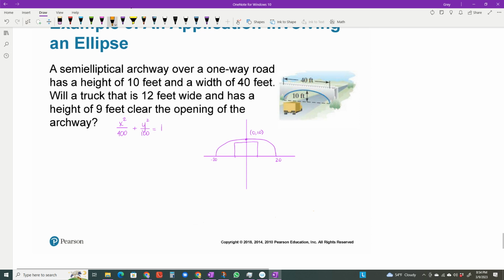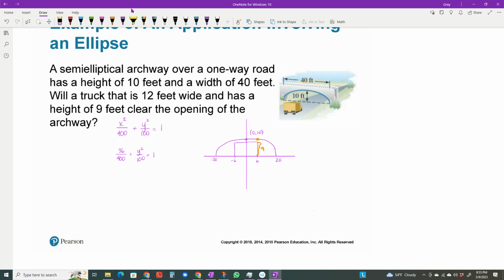Now from here, I'm trying to decide if my truck, which is 9 feet tall, it is 12 feet wide, so I'm putting it in the middle, which is going to be the highest spot. So that's going to be negative 6 and 6. And I need to know this spot on my ellipse to see if it's bigger or smaller than 9. So I'm going to plug that in. I'm going to plug in 6 for x.